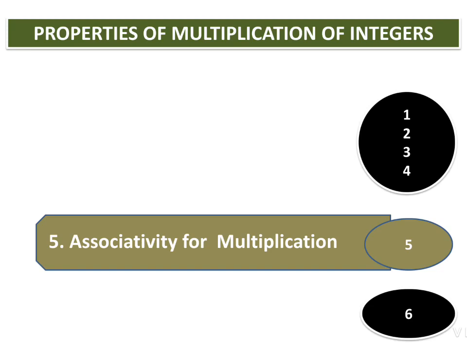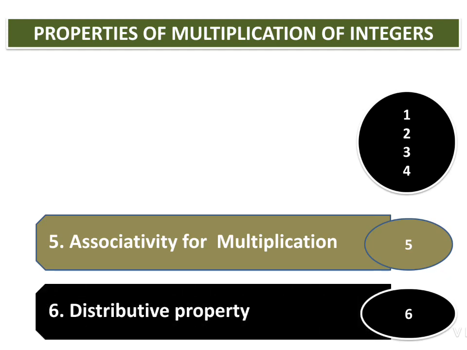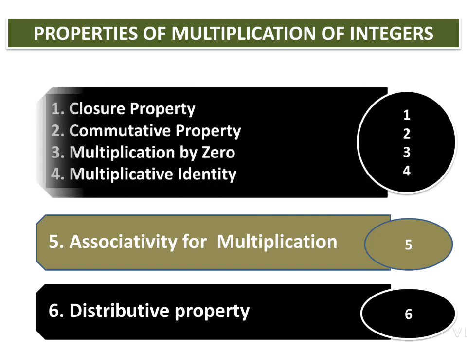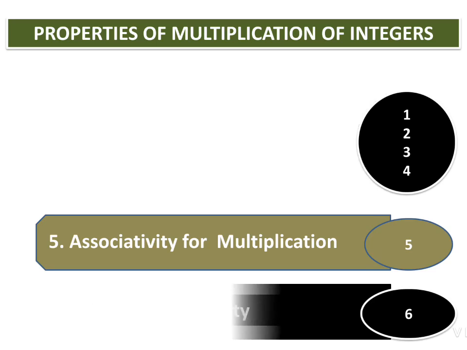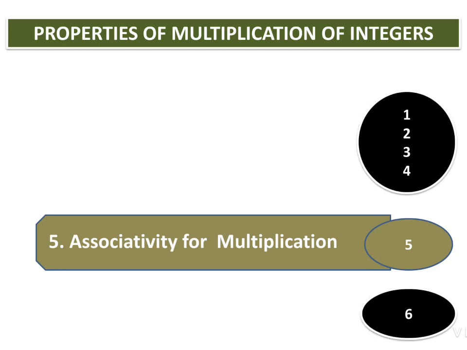Associativity for multiplication, this word may be new for you. And the sixth one, the last property, is the distributive property. In total we have six properties. Today we discuss these two: associativity for multiplication and the distributive property.